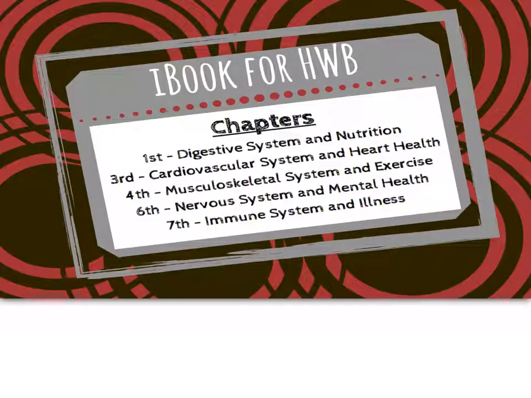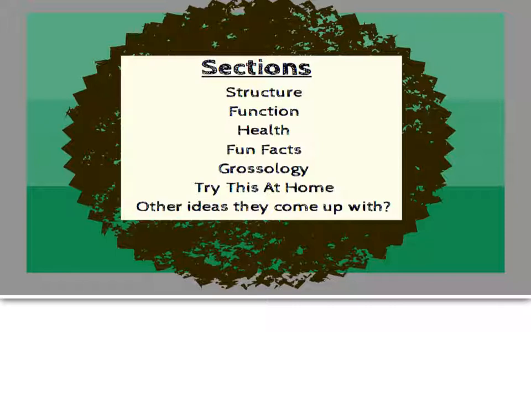So for this iBook, we're going to create some chapters. We're going to have one on the digestive system and nutrition, one on the cardiovascular system, a chapter on the muscles and skeletal system, a chapter on the nervous system and mental health, and a chapter on the immune system and illness. So we have 5 different chapters of content that we're going to be creating for the iPads.